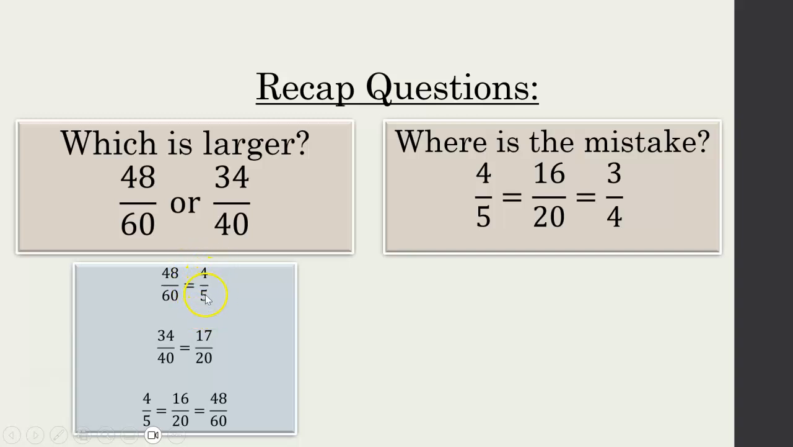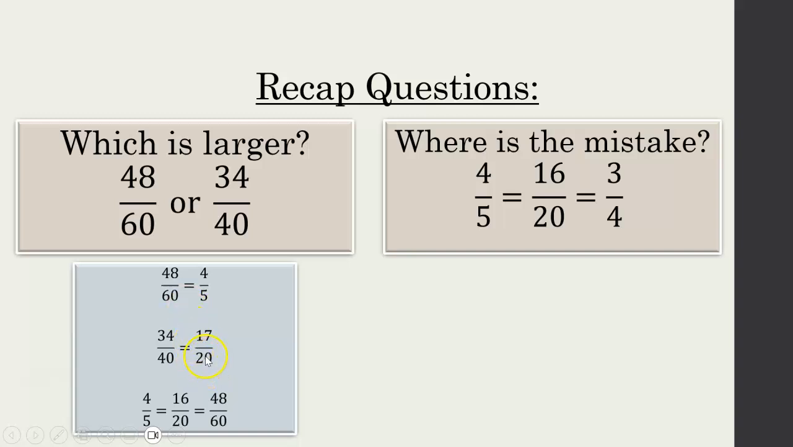4/5. Can I make that any smaller, do you think? Well, can I divide 4 by anything? Okay, can I divide 5 by anything? No. Well, I could divide 4 by 2, but can I divide 5 by 2? No. So that's as small as it gets, 4/5. 34 over 40. Well, if I divide it by 2, that's 17 over 20. So now I've simplified both of these. I still don't really know which one is bigger.